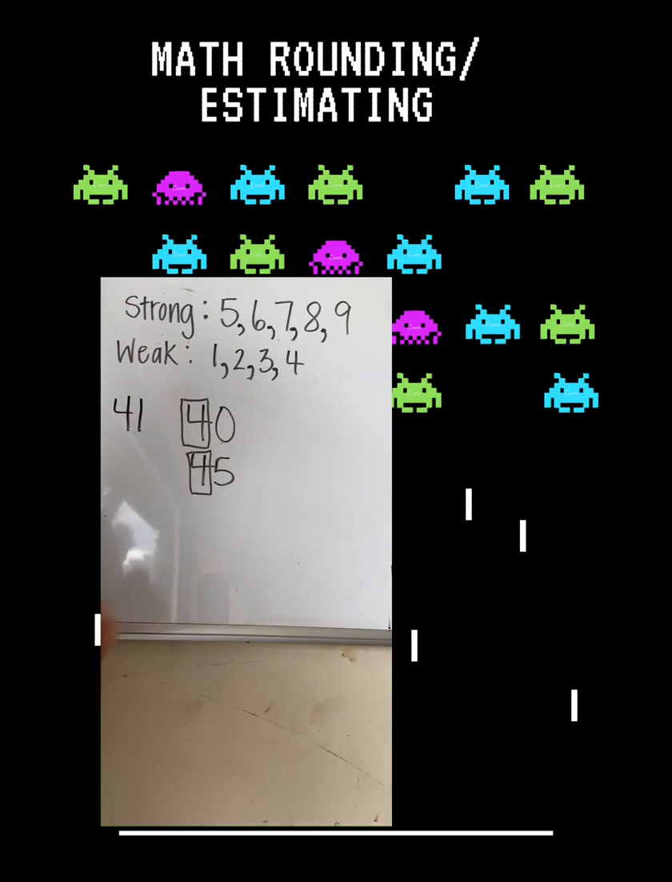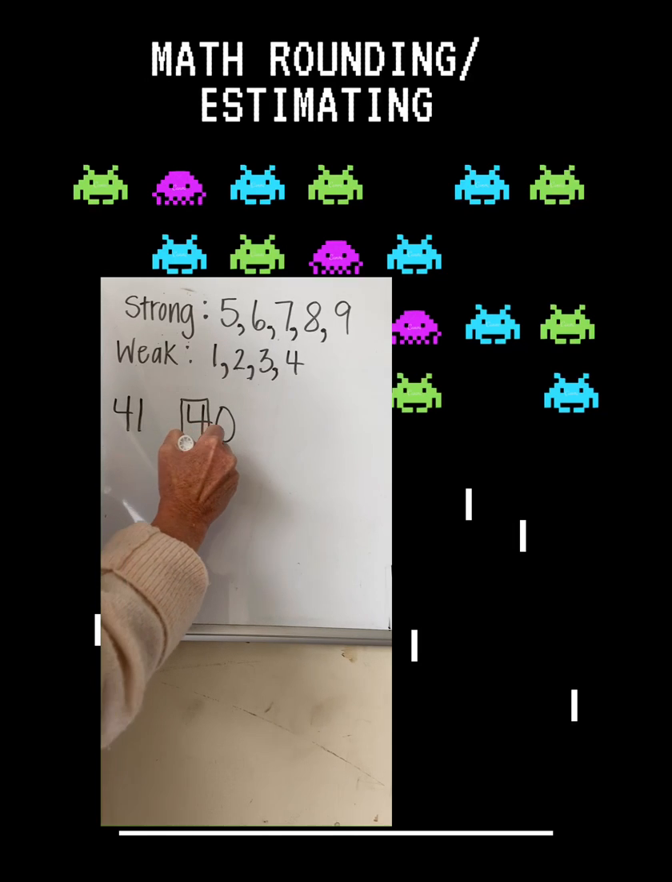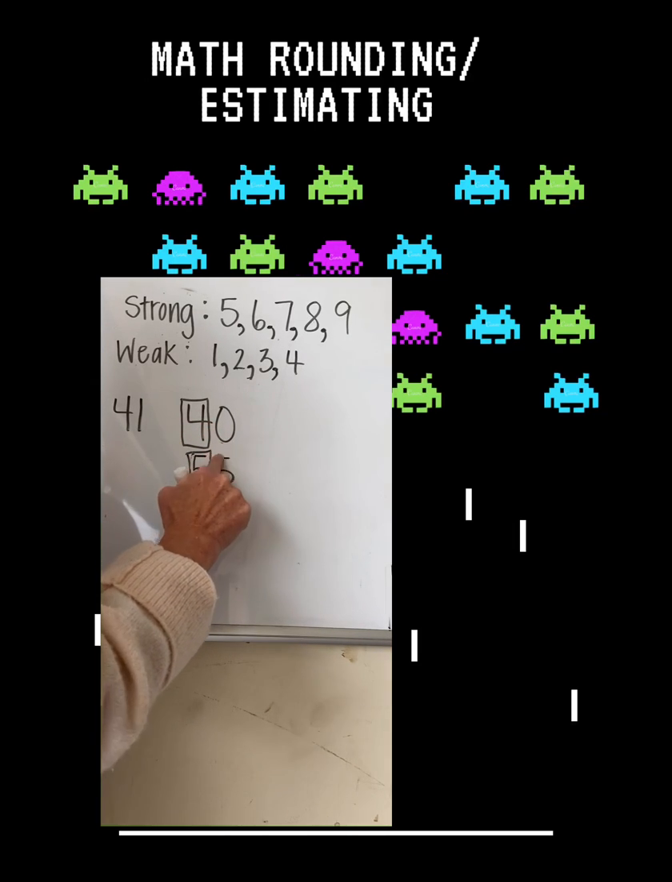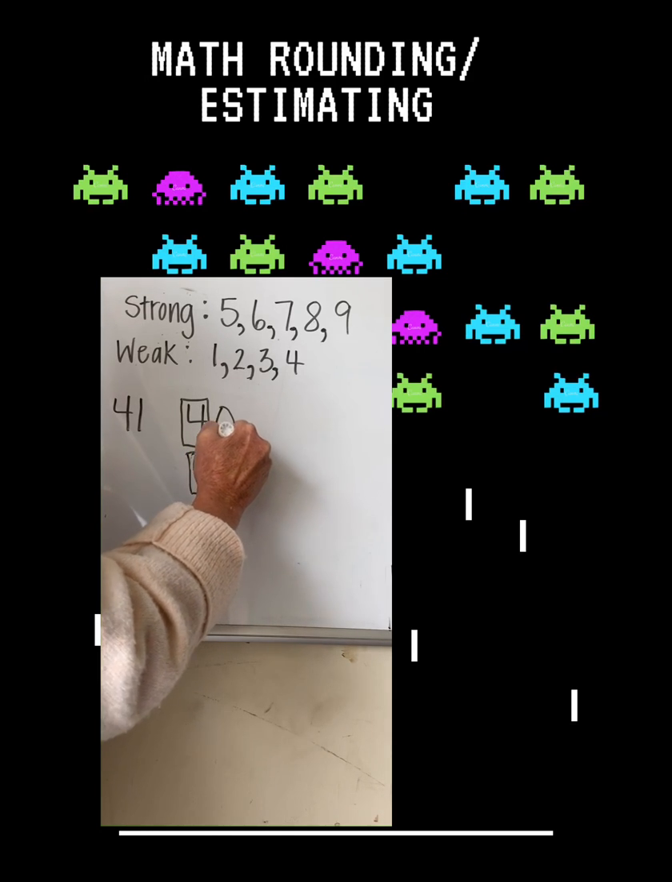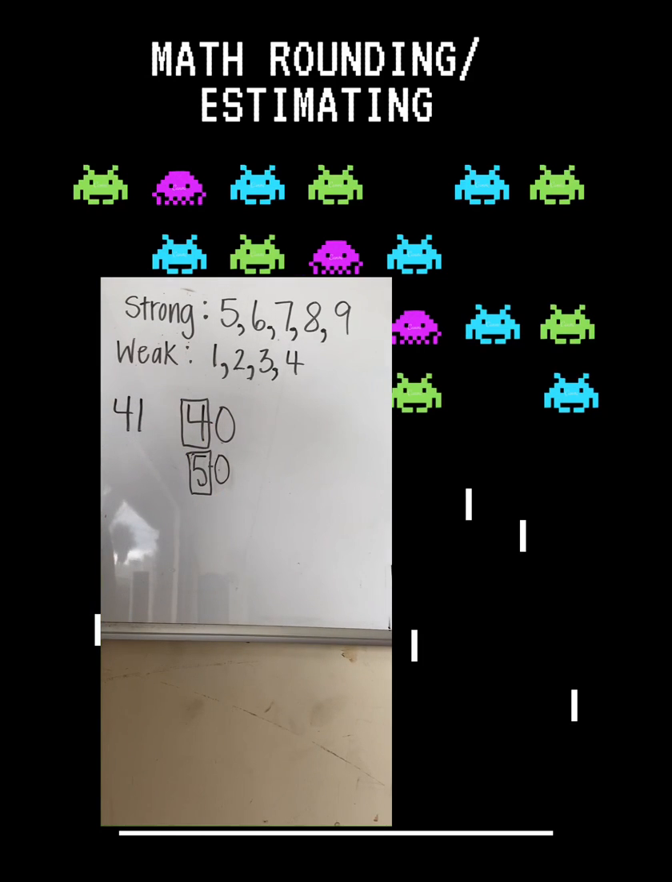Now let's take a look at this one. Let's look at the digit in the ones place. It's a 5. 5 or more, let it score. Woohoo! We're going to get a score on here. We're going to change this to a 5, and we're going to change this to a 0. You notice when you're rounding by tens, we're counting by tens. That's how simple this is.